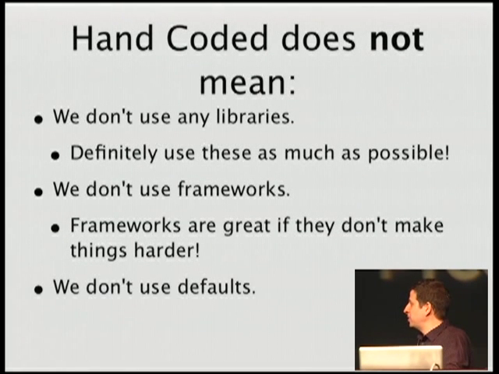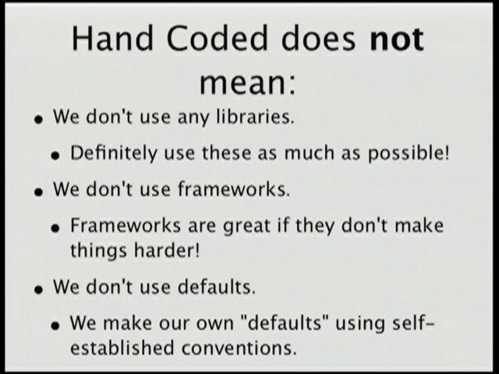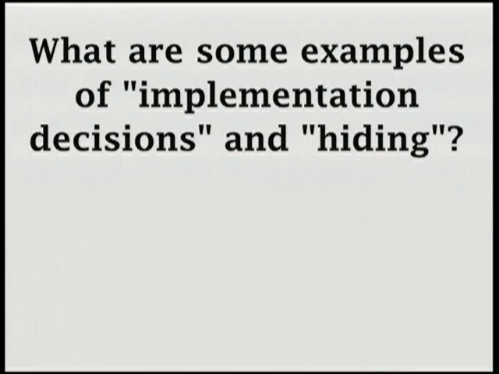And it doesn't mean that we don't use defaults, although what I'm going to show here is in SQLAlchemy, we kind of define our own defaults as far as how schemas are designed using self-established conventions. I'll show an example of that in a minute. So what are some examples of implementation decisions made by APIs and hiding?